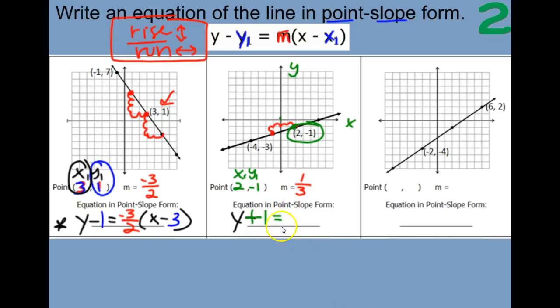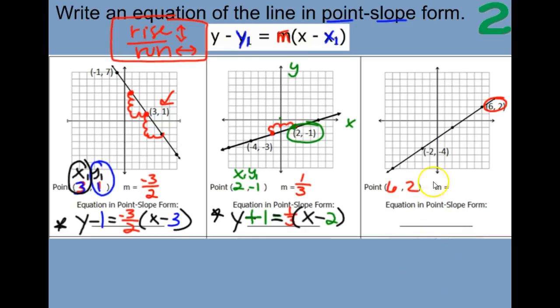And then equals, we have our slope, m, 1 over 3. And then in parentheses, x minus x1, and x1 is 2. That's written in point-slope form. Third one, I would like for you to try this one on your own. Pick a point and a slope, and then plug it in. I'm going to pick this point right here. I don't know why I put an X there. I'm going to pick this point, but you can pick any point that you'd like.